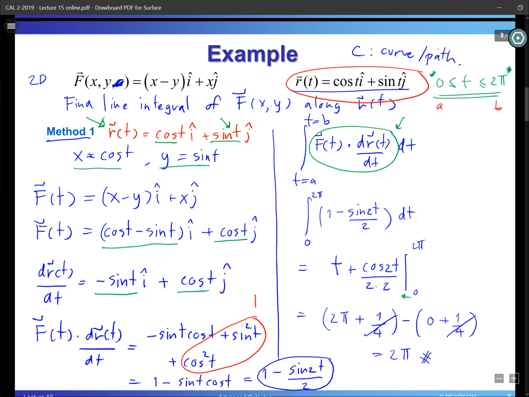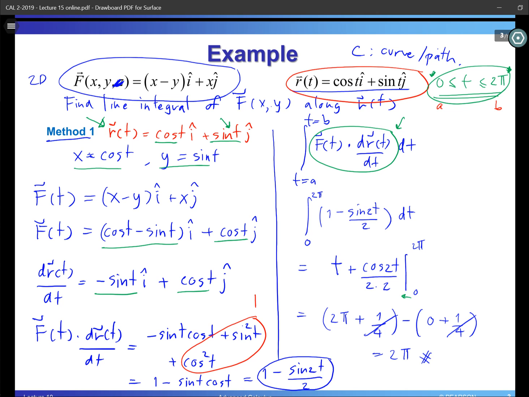So it's this integration of this vector field along this curve, and we have this time for the starting time and the end time right here. The information we had, 3 things: vector field, path, and also the time. Okay, now that is method 1. Let's try the Green's Theorem. First we have to check whether we can use it, and if we can, let's see whether the answer is going to come out the same, and also see whether it's easier or faster to use that.